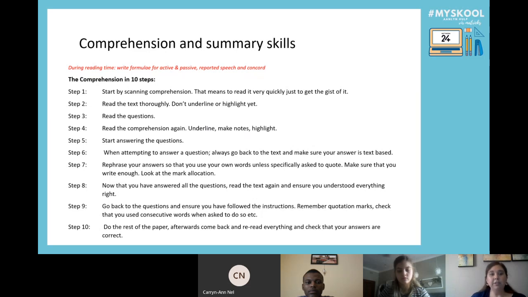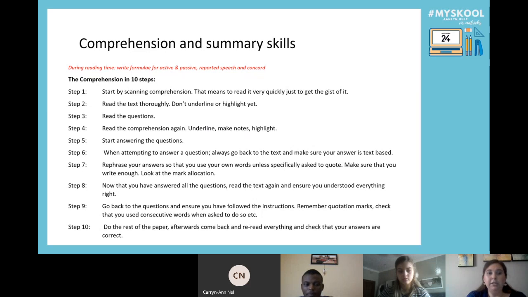Okay, so I'm going to quickly go through the steps for answering a comprehension with you, and then we are going to look at the different types of questions for a comprehension, and then quickly have a look at how a summary is marked so that you will know how to do a summary as well. Okay, the comprehension in 10 steps.